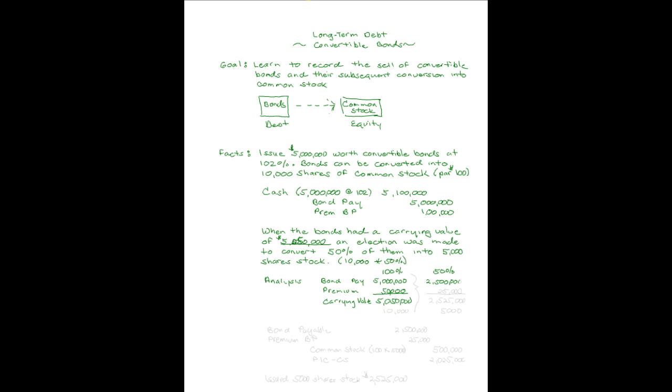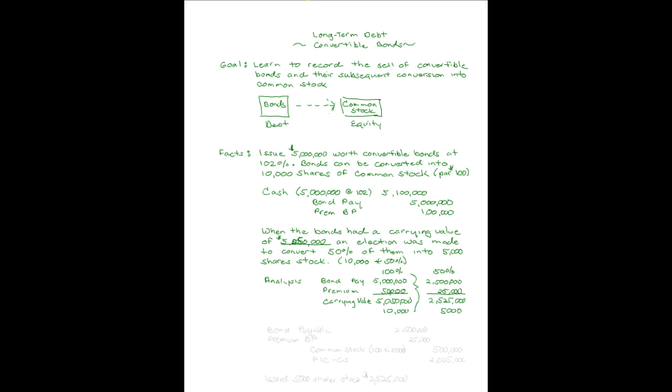Well, 50% of that bond would be 2,500,000. 50% of the premium that's left would be 25,000. So the amount of carrying value that's going to convert is 50% of 5,050,000, or $2,525,000. And all I did was take 50% of all of these to get to that number. And this is going to convert into 5,000 shares of stock. The total amount could have converted to 10,000 shares, but once again, only 50% converted.